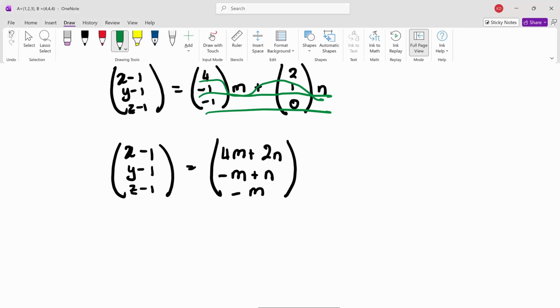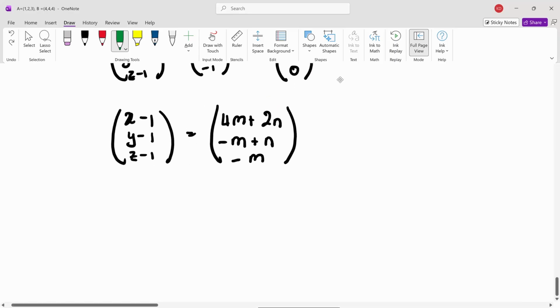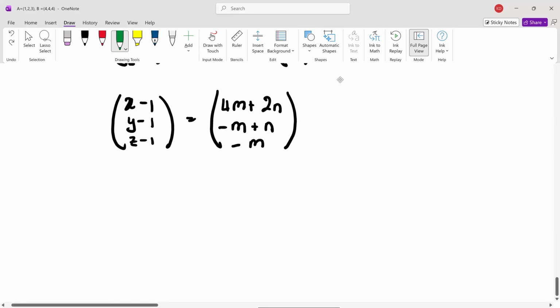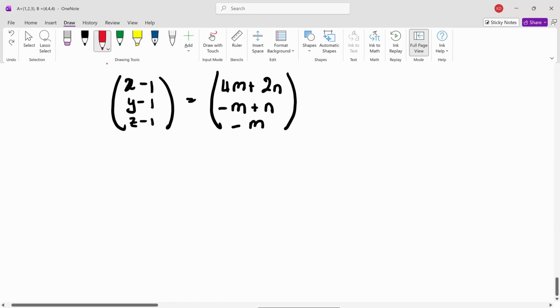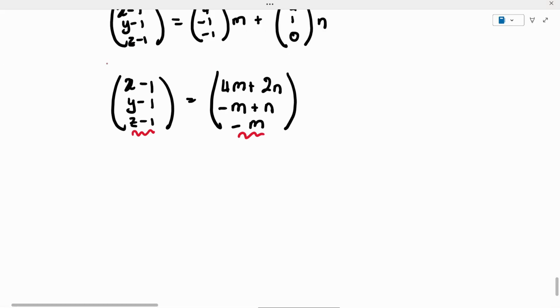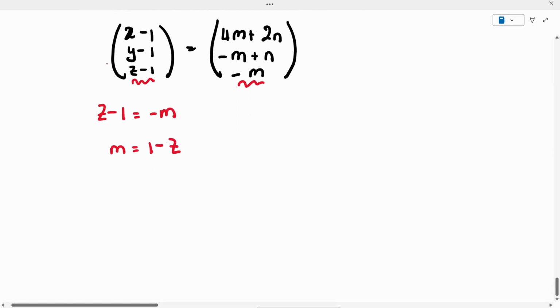Okay, once we have this now, we could try to solve for m and n. But what we'll do is we don't want to do constants like when we were solving intersecting lines. What we'll do instead is let's look at this last equation here. z minus 1 equals minus m, right? So we have z minus 1 equals minus m. So try this in terms of, yeah, m is equal to 1 minus z. So I could write that now in this equation over here.